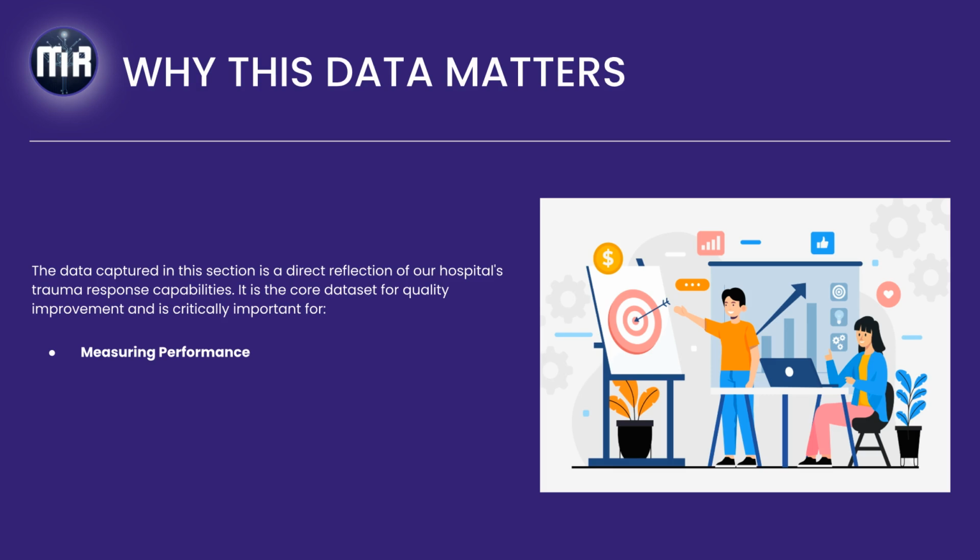Second, for resource management. Documenting the trauma team's composition, the procedures performed, and the blood products used helps us to understand and allocate our most critical resources effectively. This relates directly to the structure of care. And third, for benchmarking outcomes. By accurately recording the patient's condition upon arrival, their vital signs, GCS, and comorbidities, we can risk adjust our data. This allows for fair and meaningful comparisons of patient outcomes between different hospitals and is the very foundation of a successful clinical quality registry.